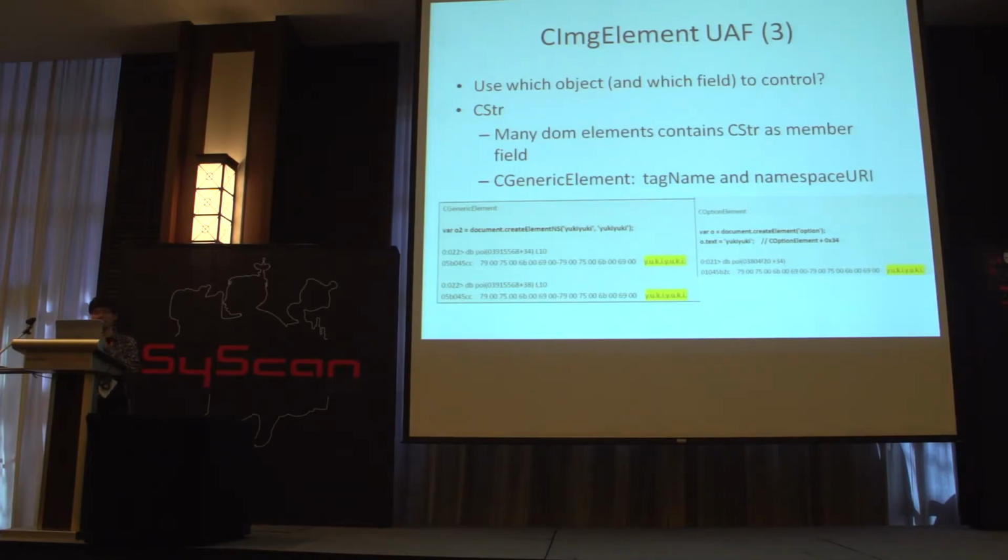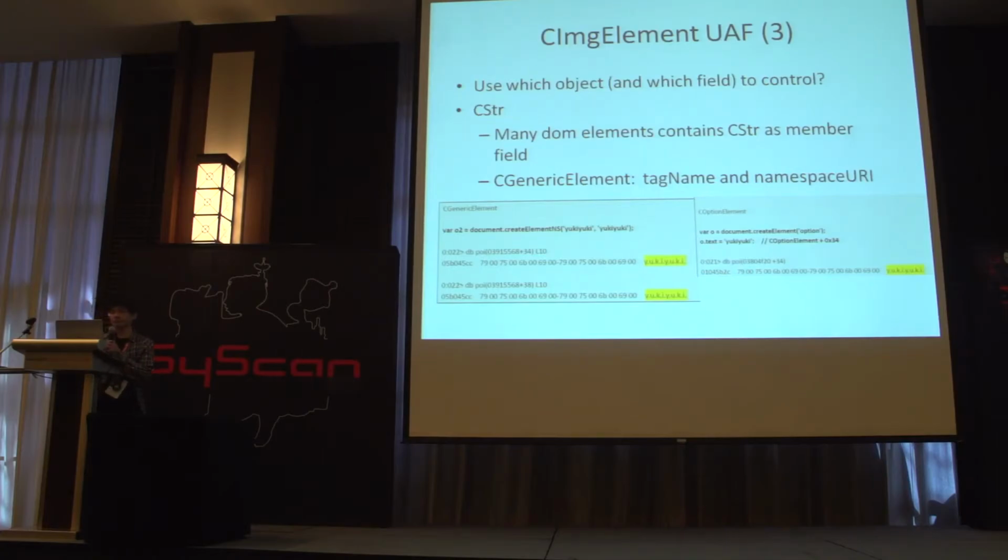There are some choices. For example, we can use the CSTR string. The CSTR string is often used in DOM elements, and it points to a wide char string whose value is basically controllable by us. For example, if you create a C generic element here, we can control two CSTR strings in this element. And also other DOM elements contain CSTRs too.